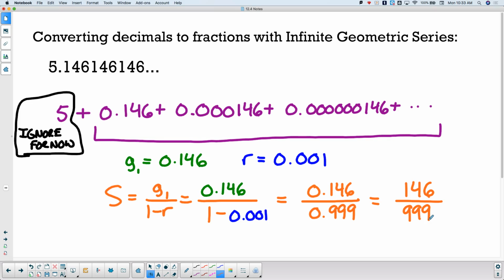Now my question becomes a mathematical logic type question. Do I like the fraction 146 over 999? Faster. Do I like that fraction? No. I don't know. Can you reduce it? Well, do you know the trick to reduce by 3? Because 3 goes into 9, right? Yeah. So 3 is going to go into 999, right? Okay. So do you know the trick to if a number is divisible by 3?